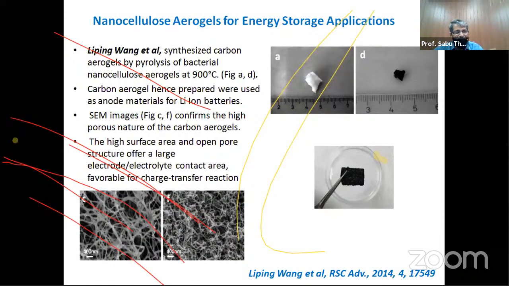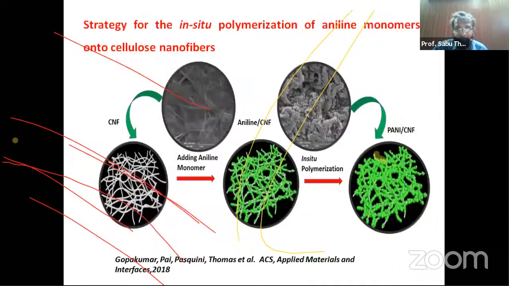Professor Lipping and group, you know what they did? Professor Lipping and group made aerogel from nanoscale, a simple process. You go for freeze drying, you get aerogel. So this is aerogel made by them. You know what Professor Wang did? Professor Wang went for pyrolysis. At what temperature? 900 degrees Celsius. They went for a pyrolysis process at 900 degrees Celsius. And they got beautiful carbon material. And they said this carbon is an excellent material for lithium ion battery. So they made a lithium ion electrode, you know, anode material for lithium ion from this waste material.